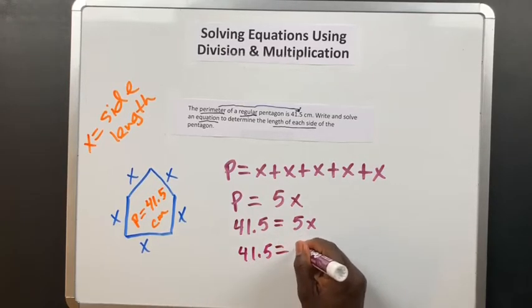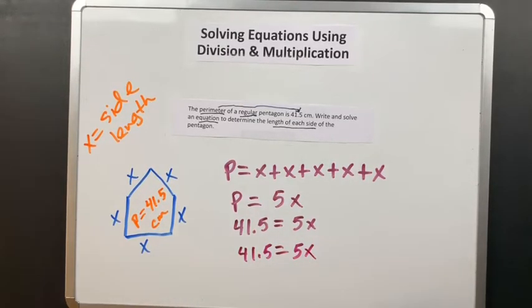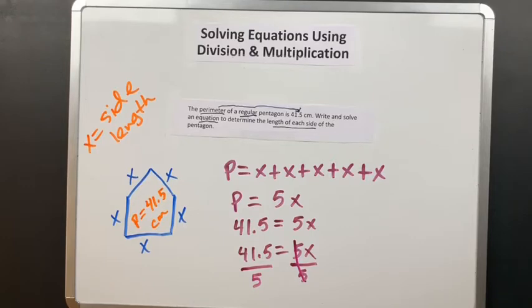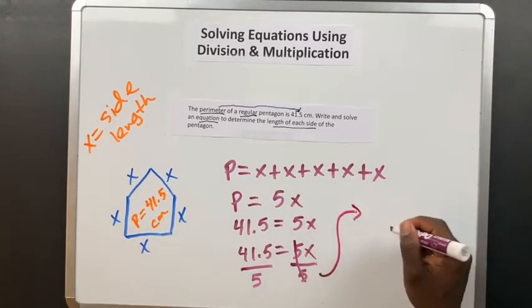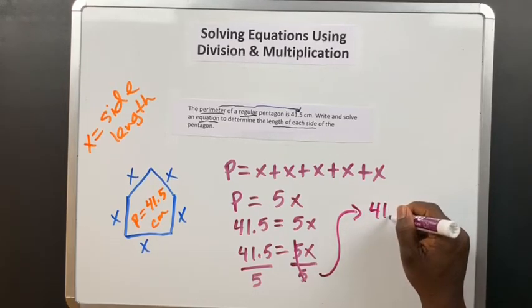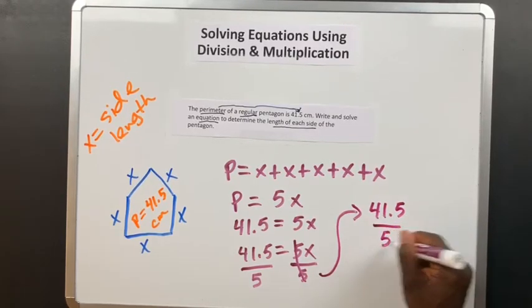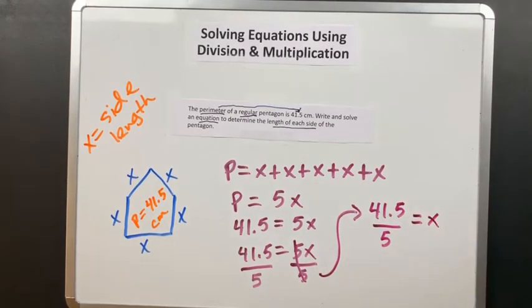So let me rewrite this again. 41.5 equals 5 times x. And we're going to divide. The opposite of multiplying by 5 is to divide by 5. So we'll divide this side by 5. And whatever you do to one side of the equation, you have to do to the other. We'll divide this side of the equation by 5. 5 divided by 5 is 1, so we cross that out. Okay, so then what do we end up with? We have 41.5 divided by 5 equals x.